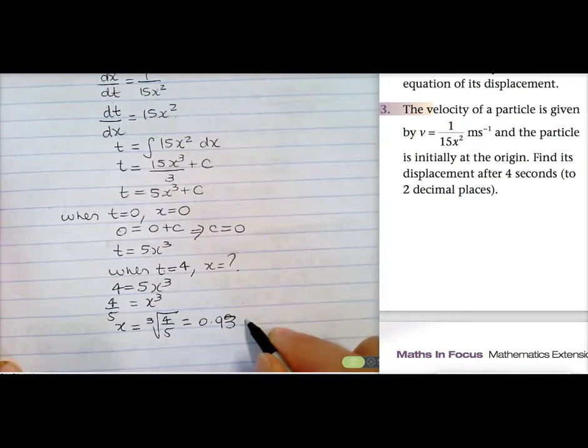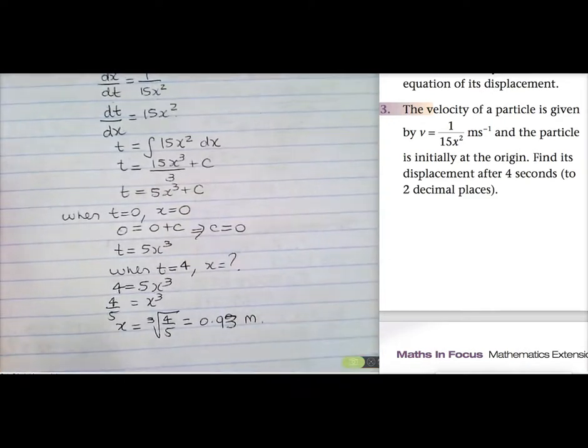0.93 x meters. X is meters, it's distance, displacement, meters. Cubed root of 4/5. Okay, we'll just look at one more.